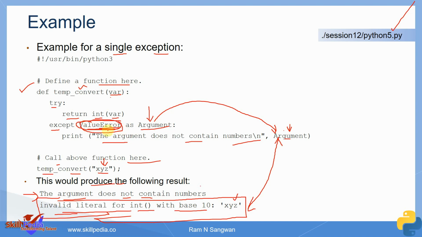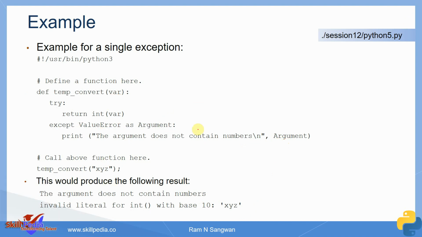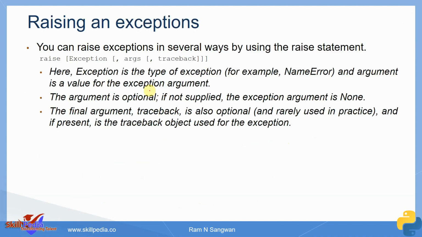So if it is a ValueError, pass this ValueError as a string to a print function so that we can display a meaningful message along with this error message. That makes our program much more user friendly, giving the right meaningful message to the user.